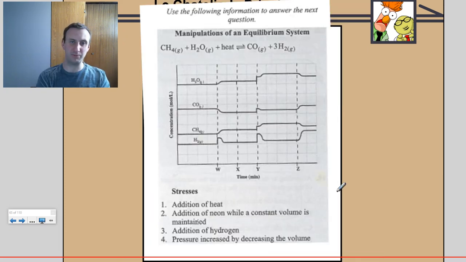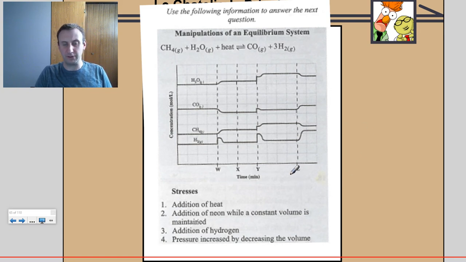Really like this question, but the image is very horrible. What this is asking is what the shift is at time W, X, Y, and Z by looking at the shape of stuff. So I'll kind of read out the options, and this was a numeric response. So the stresses I could have was addition of heat. Number 2 is addition of neon while a constant volume is maintained. Number 3 is addition of hydrogen. And stress 4 is pressure increased by decreasing the volume. So those are all the different stresses, and we have to figure out which one is W, X, Y, and Z.